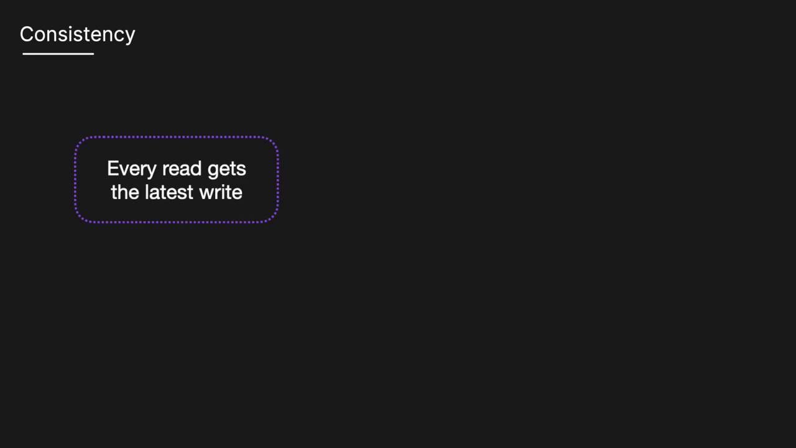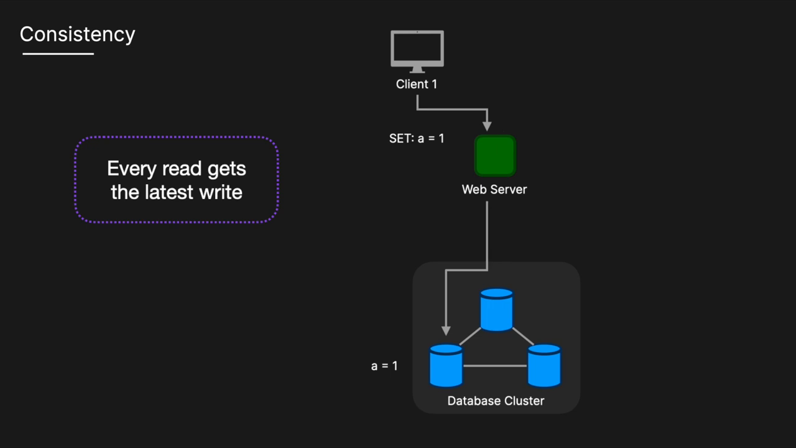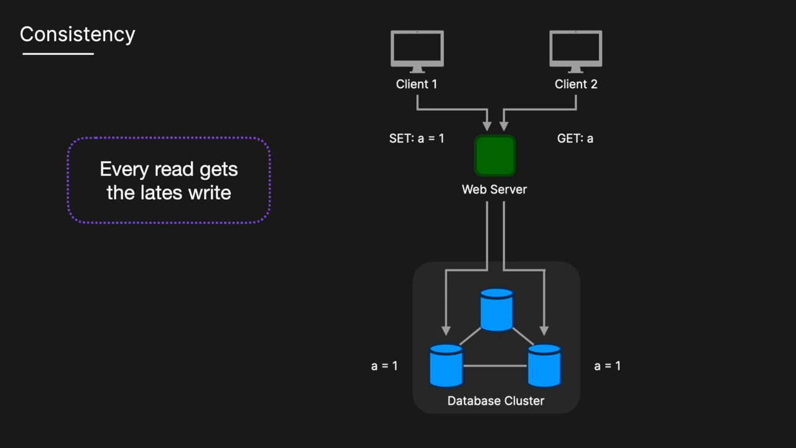Consistency means that every read gets the latest write or an error, ensuring all nodes have the same data simultaneously. In this example, we can see client 1 set the value of variable A to 1, which gets set in one database in the database cluster. And when client 2 then reads value A from another database in the cluster, it also reads the value 1 because the write operation has been propagated to all the databases in the cluster.